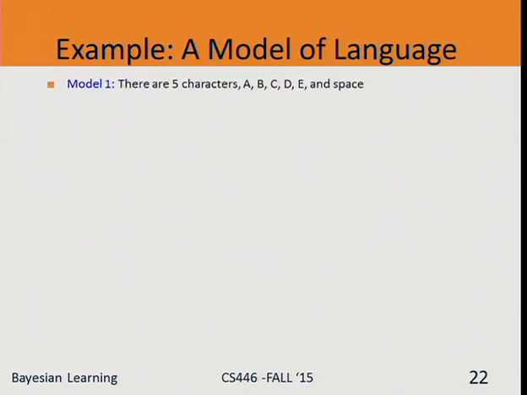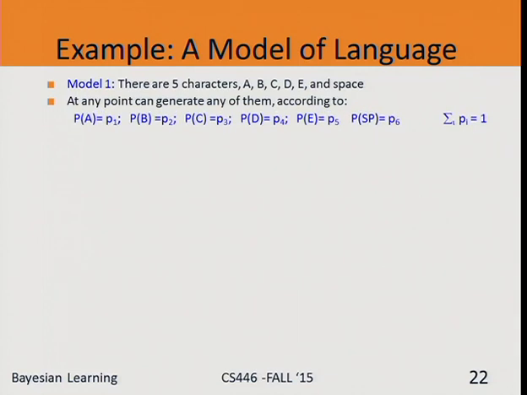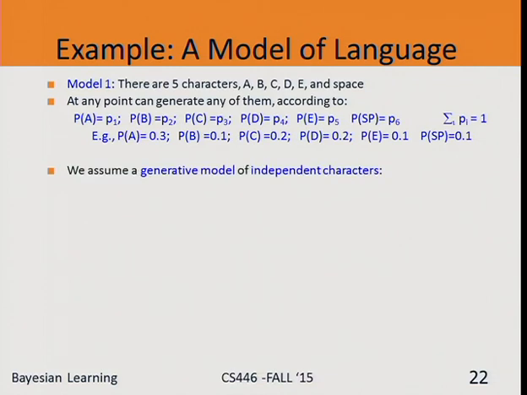So I'm going to assume a very, very simple model of language. I'm going to have only 5 characters and a space. So all my sentences are going to have A, B, C, D, E, and a space. And I'm also going to assume a very, very simple way to generate sentences in this language. Right? So I'm going to basically assume, for example, this is just an example, after I solve the learning problem, these are the probabilities. P1 for A, P2 for B, and so on, and the sum of this is 1. Okay? How do I generate sentences? I'm going to assume independent characters. So every time I'm generating a character with these probabilities until I reach a space, I'm done.